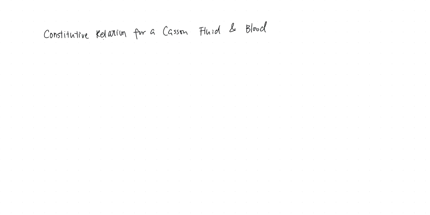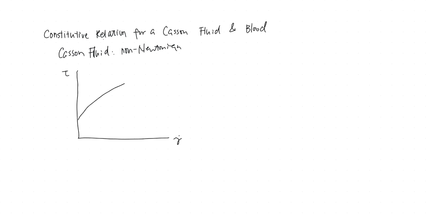Let's talk about the constitutive relation for Casson fluid and also blood. Casson fluid is a type of non-Newtonian fluid. Usually, if you look at the tau versus gamma curve, it will look like this. And then you have something like tau y. Tau y is called the yield stress.